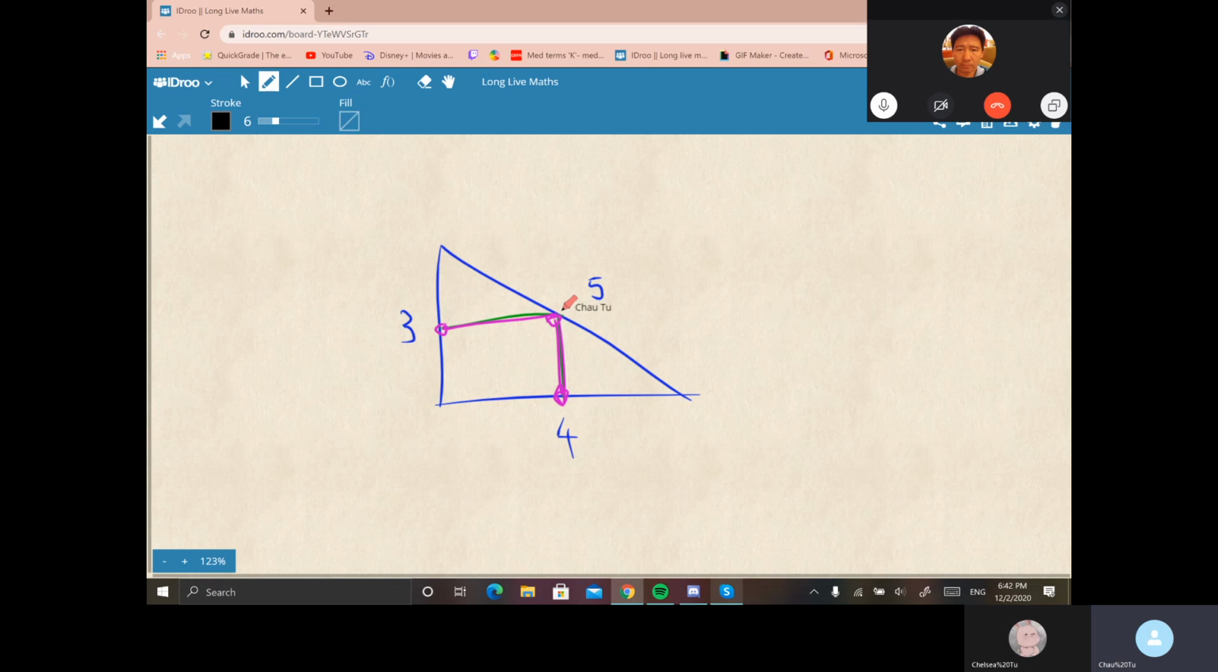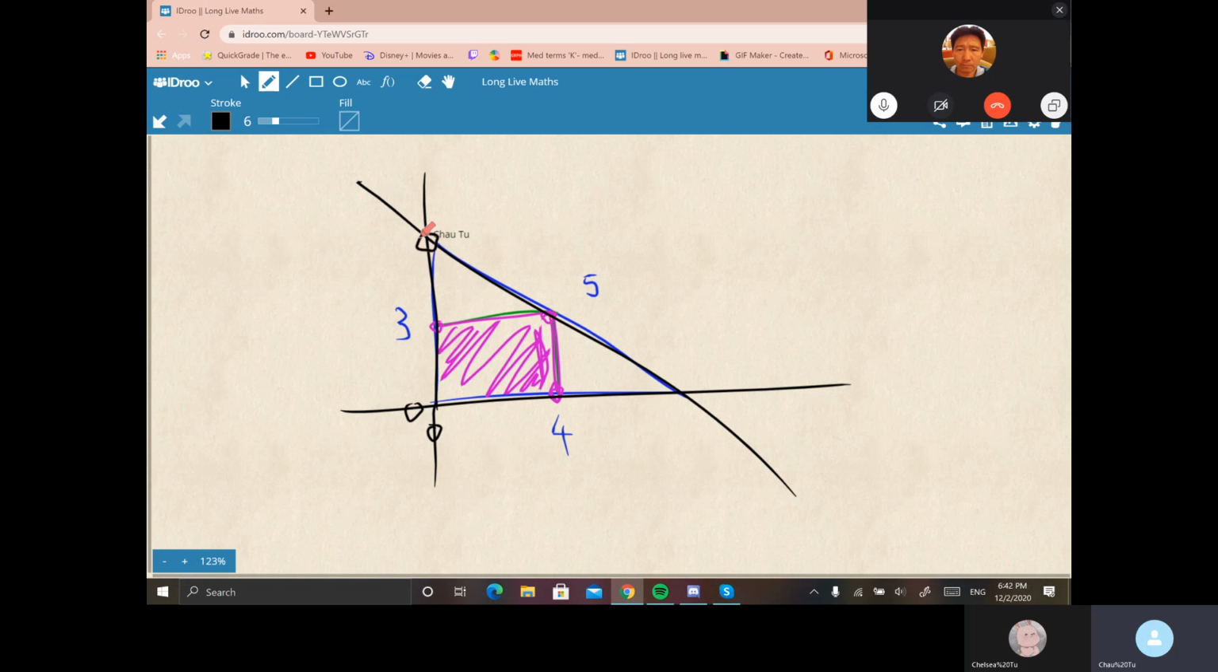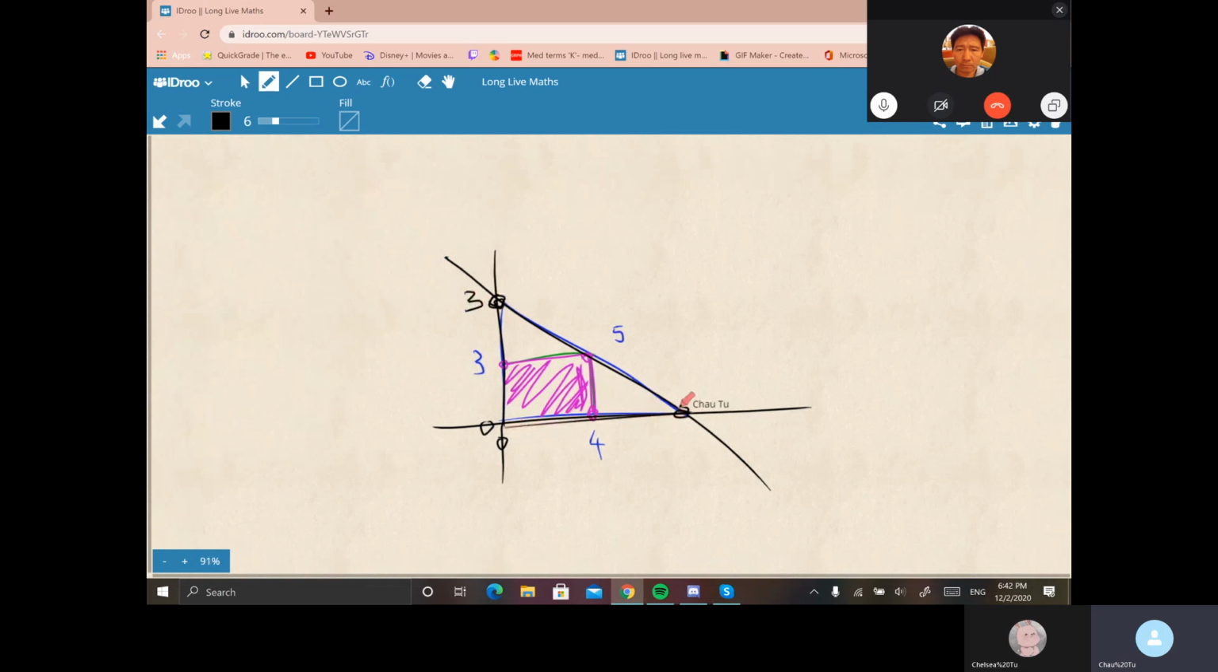So how do we go about doing this? Do you understand the problem? We're trying to find the biggest area that can fit into the triangle. What we do is use Desmos to simulate the problem. This is the origin. We're going to draw a straight line like this. The intercept is 3, and the length here is 4.